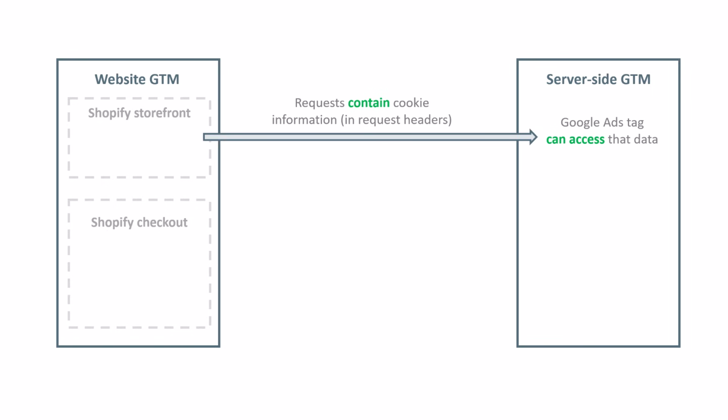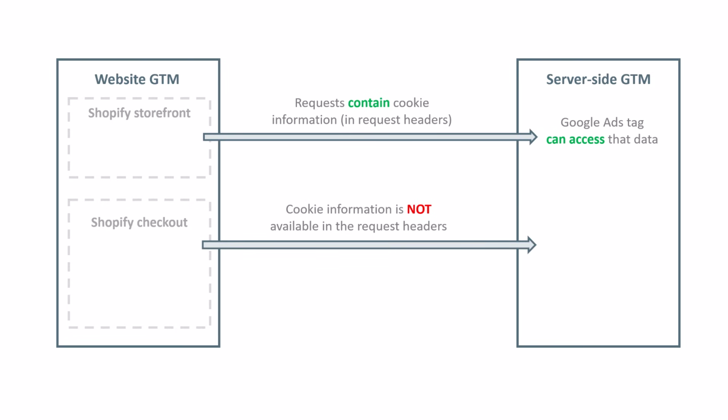So if, for example, you decide to track add to cart as a conversion, then Google Ads tag will be able to access this information. However, if analytics requests are sent from the checkout, those requests do not contain the cookie information. Even though the visitor's browser contains the cookie with the click ID, that cookie's information is not passed to the server GTM. Therefore, Google Ads cannot access that information. And this is very important for proper attribution. So, what can be done?